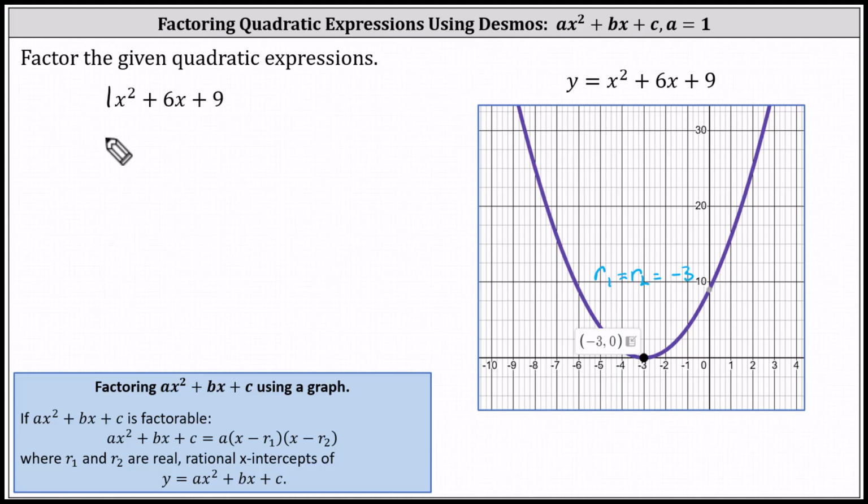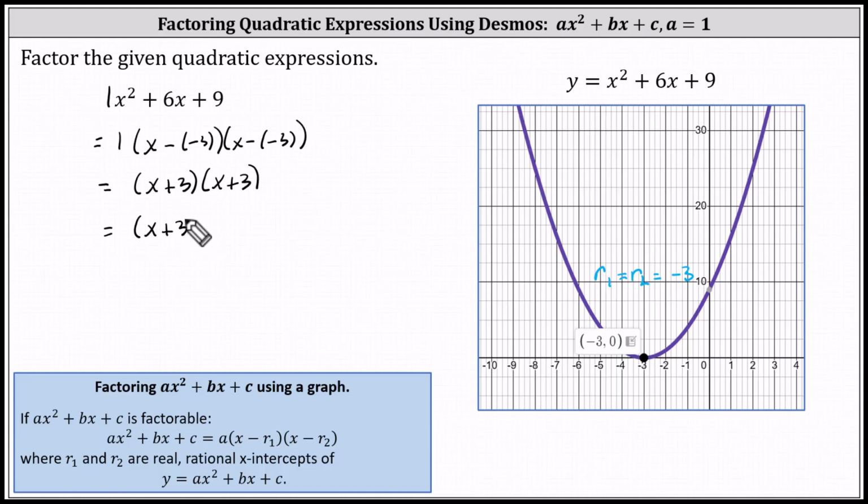Again, a equals 1, and therefore we can write the expression as 1 times the quantity x minus -3, and then another factor of x minus -3. Simplifying, we have two factors of x plus 3, which you can write as the square of x plus 3. This indicates the given trinomial is a perfect square trinomial.